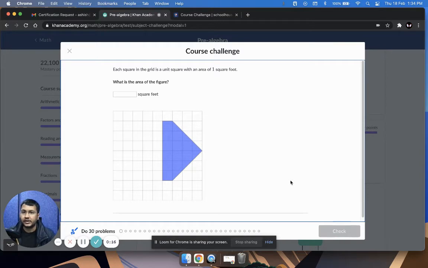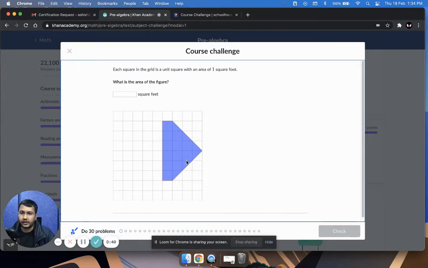Okay, the first question is: each square in the grid is a unit square with an area of 1 square foot. So basically, each of these squares has an area of 1 square foot. This means that each side is 1 unit, 1 foot long, because 1 times 1 is 1. That's the area of the square. What is the area of the figure? So this blue part, that's the figure.